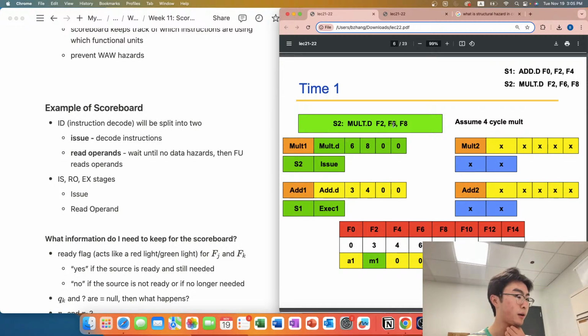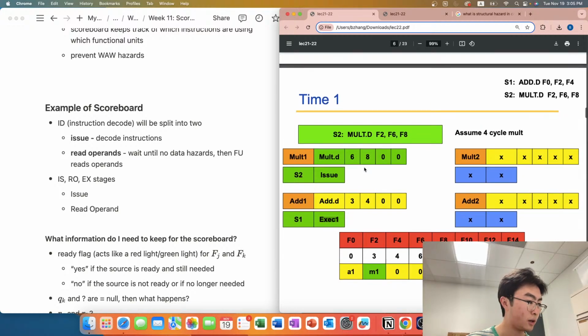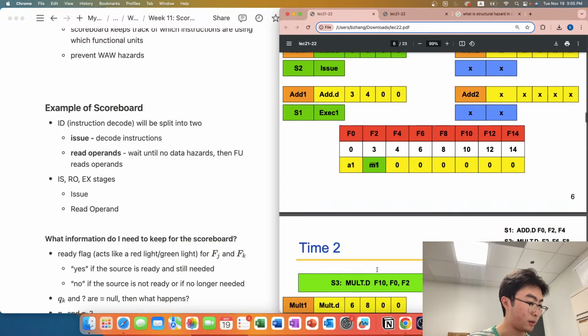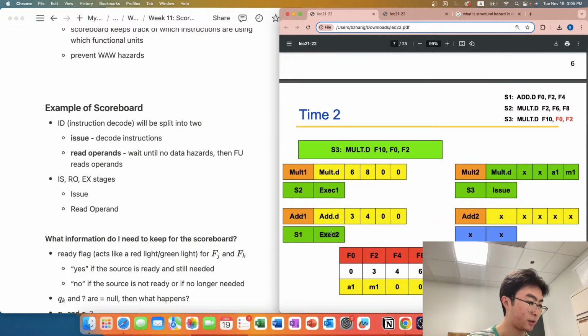Okay, so we have F6 and then F8 also doesn't depend on the output of anything. Okay, so it takes 2 cycles. So I think we'll need to do this 1 more cycle. And then F2 then depends on M1. Okay, so execute 2.